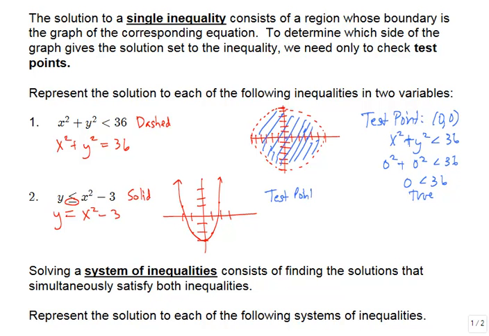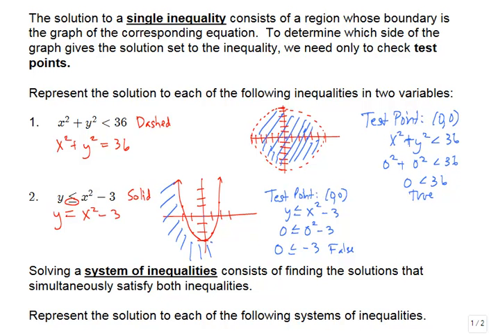And the origin does not intersect that parabola, so I'm going to use the origin. I'm going to plug in 0 for y and 0 for x. So this would become 0 less than or equal to 0 squared minus 3. 0 squared minus 3 is -3. Is 0 less than or equal to -3? No, that's false. So since that origin was in the middle and it doesn't work, you want to shade the other side of the curve, which would be the outside.